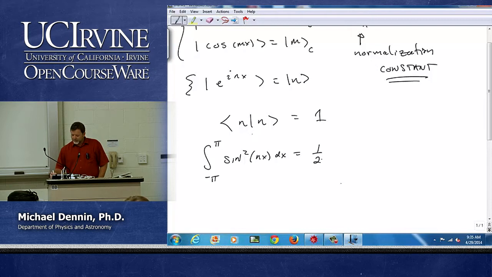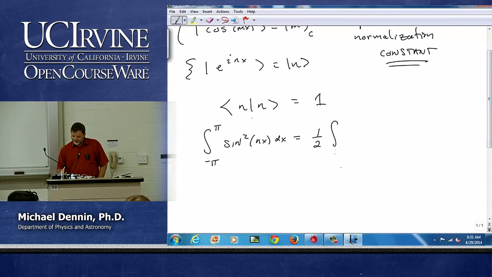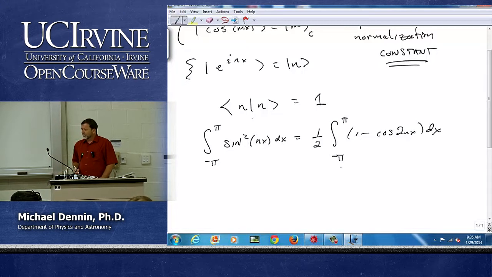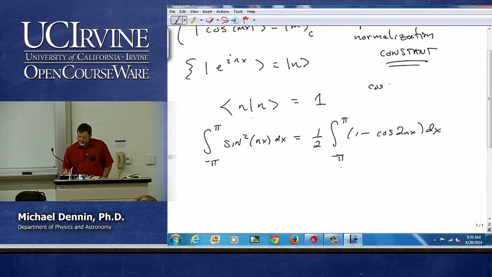And hopefully you recall the identity for sine squared. It's 1/2 (1 minus cosine 2x). If you remember, one of the few extremely useful identities, cosine of 2x is 1/2 (1 plus cosine of 2x). No, you're confusing this. The double angle formula itself is cosine 2x is cosine squared minus sine squared.